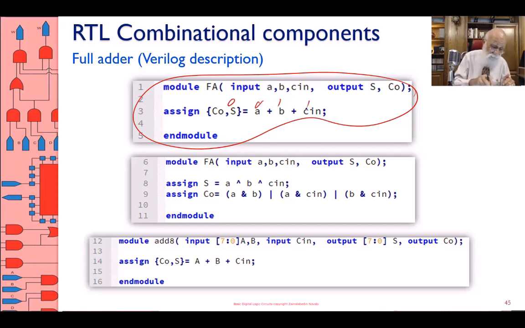What I'm using here is curly brackets. Curly brackets group what's inside them. Now I have a single bit carry out. I have a single bit sum. Grouping them together, that becomes a 2-bit vector. And therefore, this is a full adder.